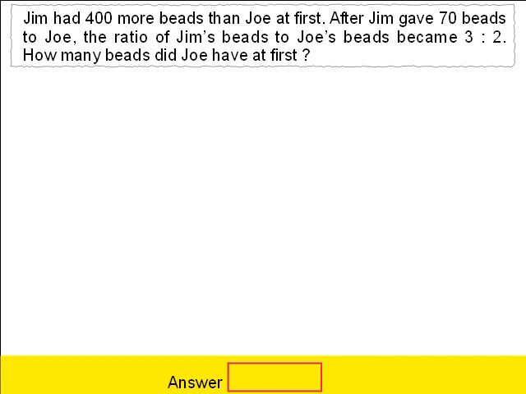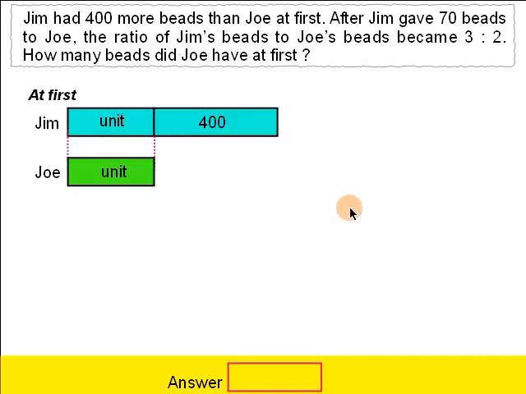Alright, firstly, we know that Jim had 400 more bits than Joe, so Joe had less. So we draw Joe's model to be 1 unit, and hence Jim's model will be 1 unit plus 400 at first, as shown here in the model.